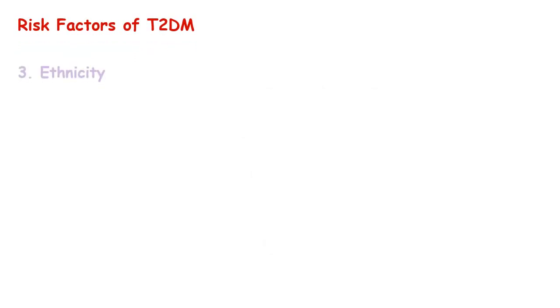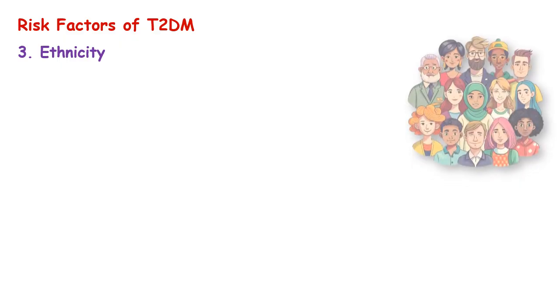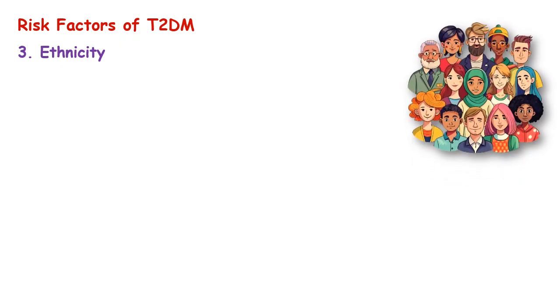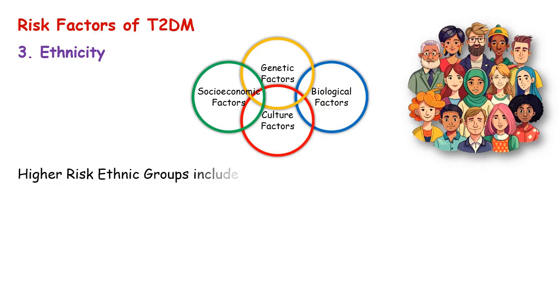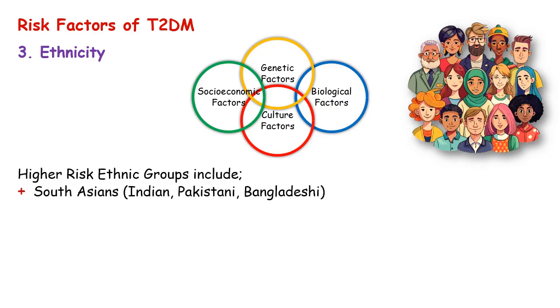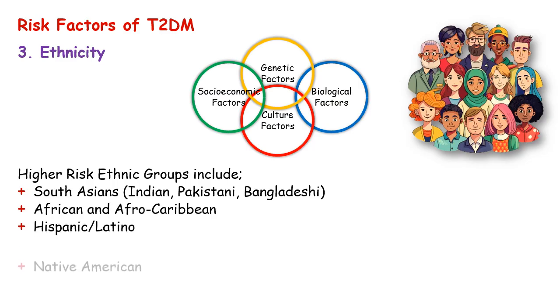Number 3 risk factor of type 2 diabetes is ethnicity. Ethnicity plays a significant role in the risk of developing type 2 diabetes due to a combination of genetic, biological, cultural, and socioeconomic factors. Higher-risk ethnic groups include South Asians, for example, Indian, Pakistani, Bangladeshi, African and Afro-Caribbean, Hispanic, Latino, Native American, Pacific Islanders.